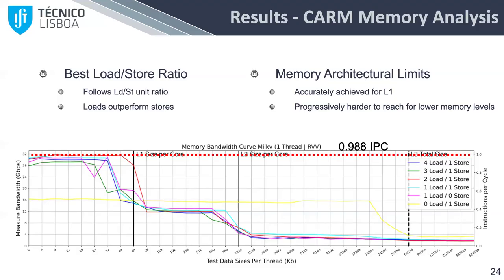However, in the store tests, we can observe some unusual behavior here, the yellow line, where we obtain 0.5 instructions per cycle until 16,000 kilobytes. And this is likely due to the adaptive write allocate policy of the CPU, which actually deactivates the write allocate when multiple stores are detected, which bypasses the cache levels. And this is why we don't see the decreasing performance as we move across the memory system.